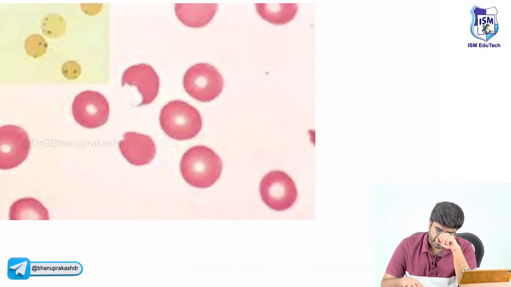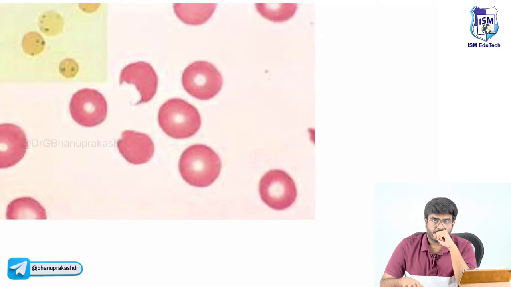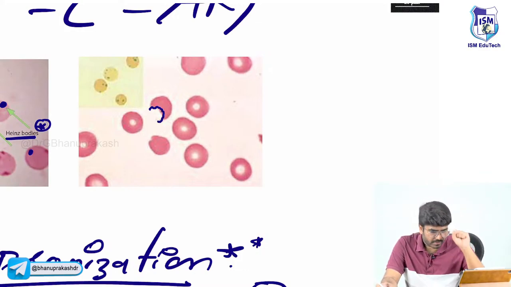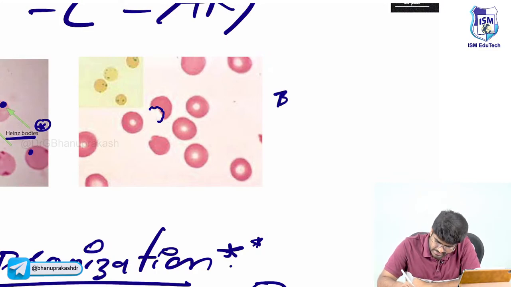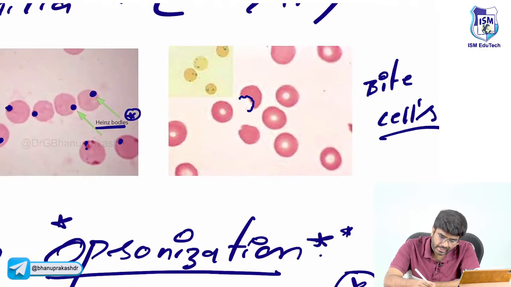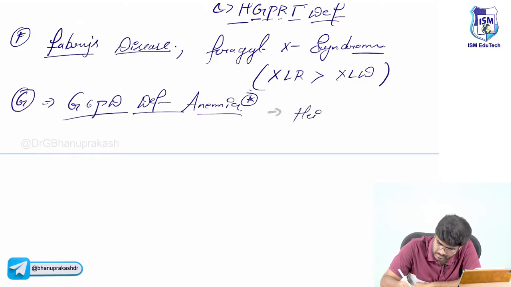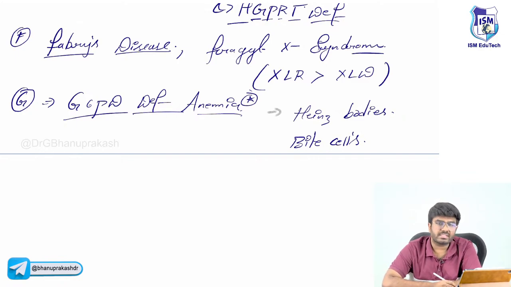Now, what are these cells called? These helmet-shaped cells, where the splenic macrophages have just taken a bite. So, these are called bite cells. Yes, excellent. Bite cells and Heinz bodies are seen in G6PD deficiency anemia. Don't forget. For your exams, what you will see: Heinz bodies as well as bite cells.